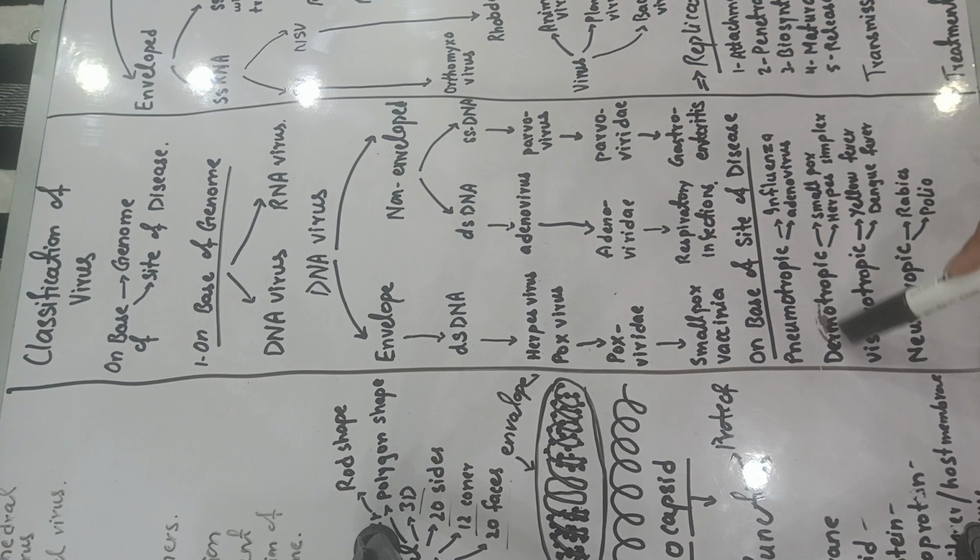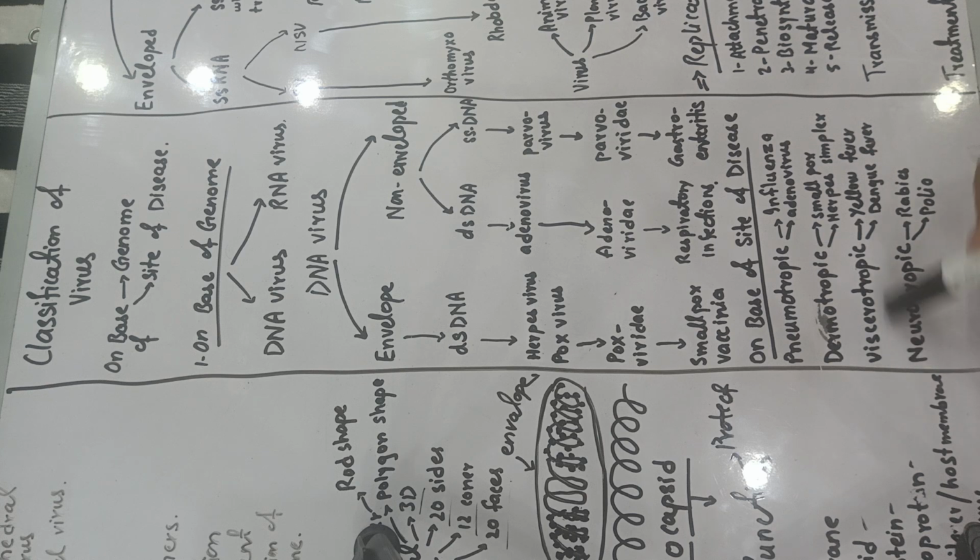Next is dermotropic. Derma means skin, tropic means causing infections there. So they act and cause disease on the skin. They include smallpox, herpes simplex, measles, mumps, and a lot of other examples are available.